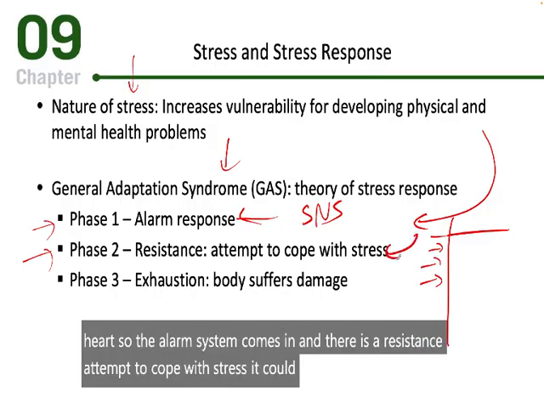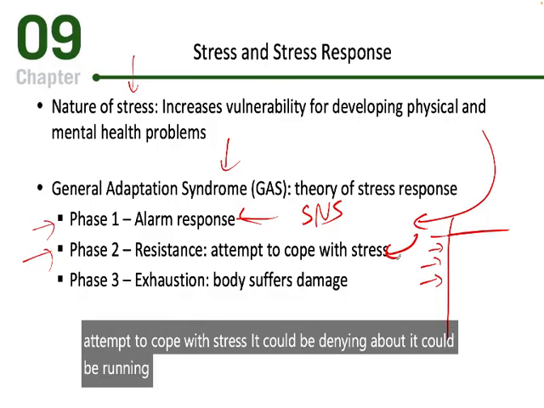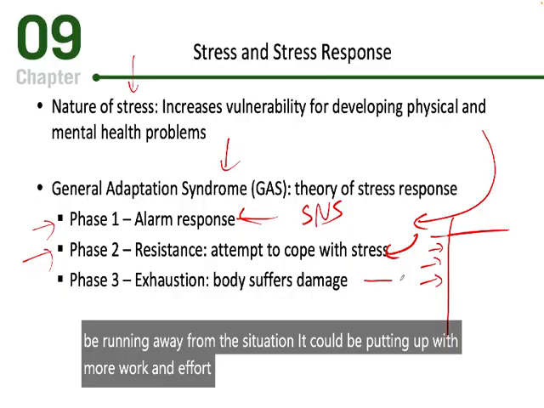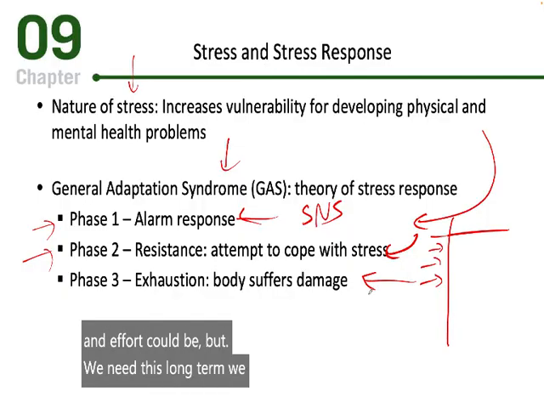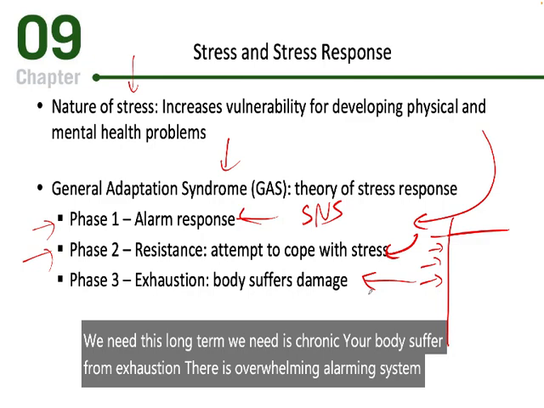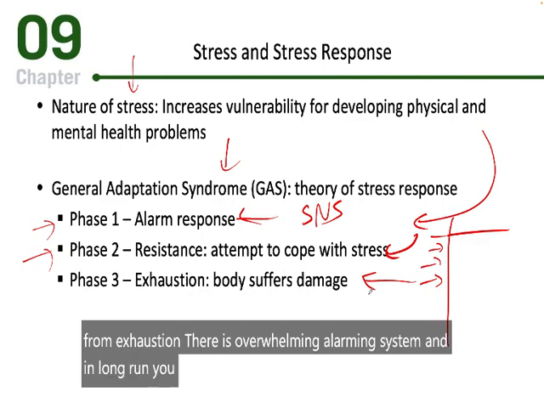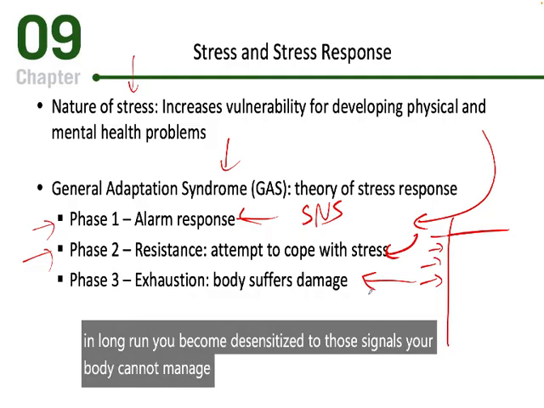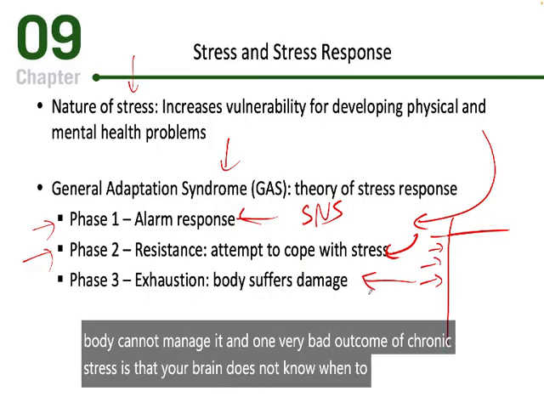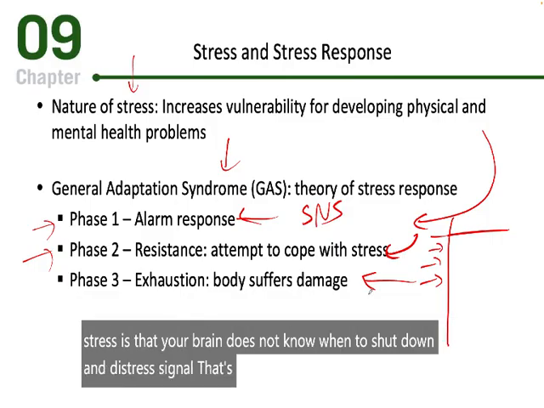It could be denying it. It could be running away from the situation. It could be putting up with more work and effort. But when it is long-term, when it is chronic, your body suffers from exhaustion. There is an overwhelming alarm system, and in the long run, you become desensitized to those signals. Your body cannot manage it. And one very bad outcome of chronic stress is that your brain does not know when to shut down the stress signal. That's very dangerous. We'll see that in a minute.